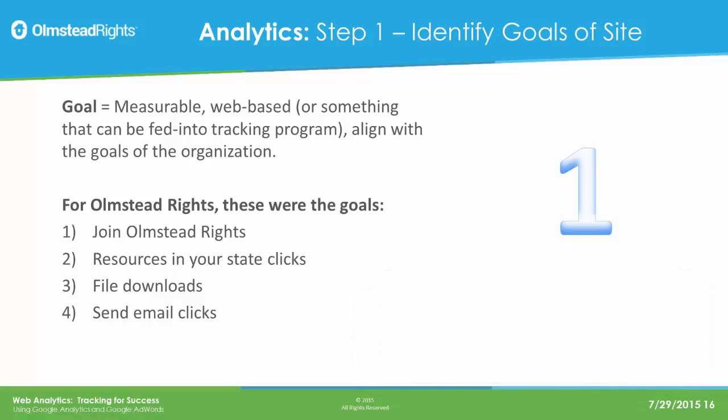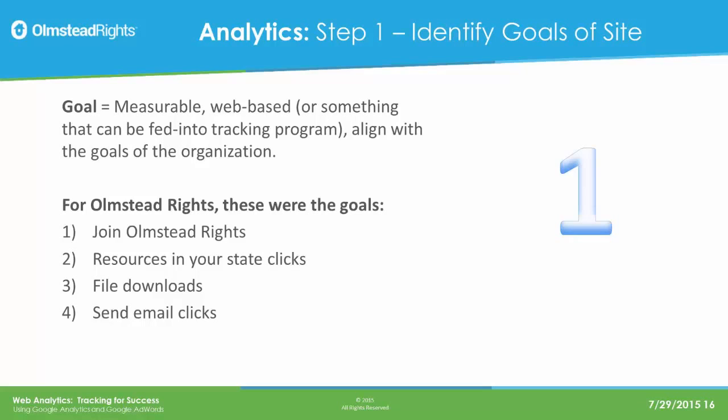Again, going back to the presentation, the key step on the first part is identifying the goals, and we call goals measurable web-based actions that can be aligned with the goals of the organization. So we really want to know, are they accomplishing what it is? So again, from Tally's perspective with Olmstead Rights, one of the things was, are they looking at the resources related to the states?